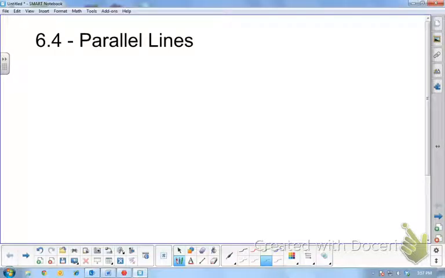Today we're going to be talking about parallel lines, some things we can do with parallel lines, and of course we're going to get some new vocabulary. With geometry we have a lot of new vocabulary with what things are named. So I'm going to start by making two lines.